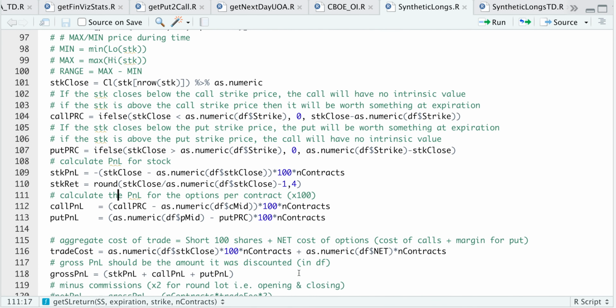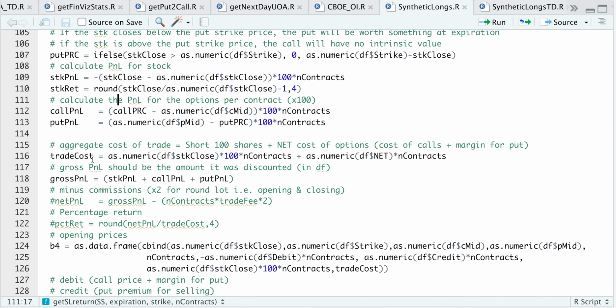All right, so now we need to aggregate the cost. So trade cost was our entry price for the stock times 100 multiplied by the number of contracts plus the net premium we paid for the options times the number of contracts. So our gross P&L just becomes our stock P&L plus the call P&L plus the put P&L.